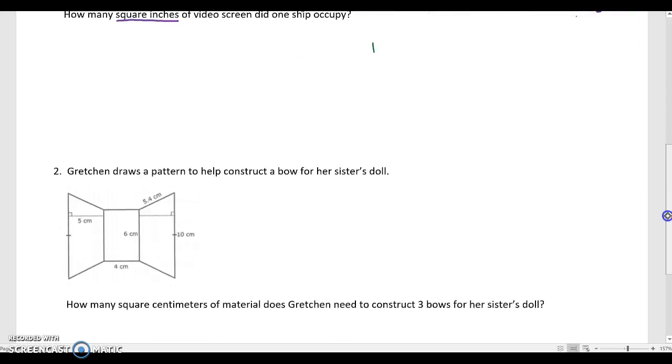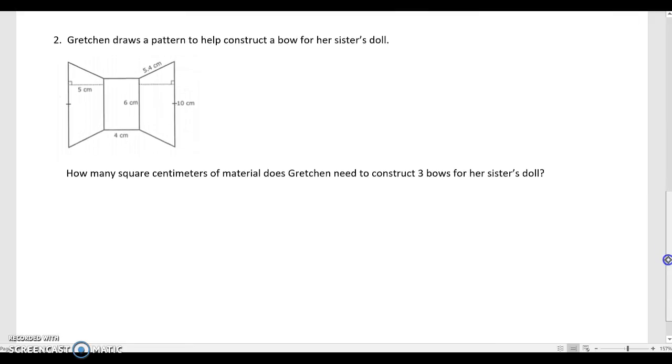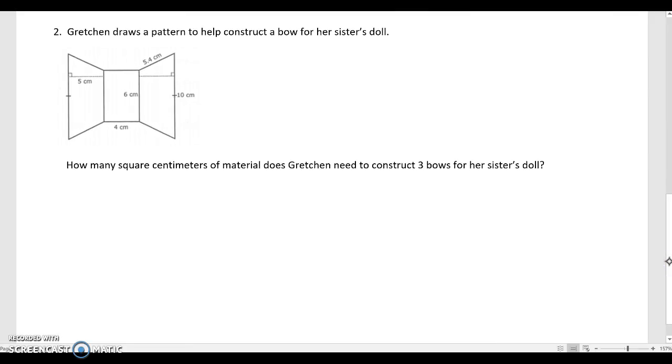Okie doke. So now we're going to move on to this second problem. And again, I really do encourage you guys to use colors. That way we can easily separate the figures. Okay, so Gretchen draws a pattern to help construct a bow for her sister's doll. How many square centimeters of material does Gretchen need to construct 3 bows for her sister? So how many square centimeters? So again, that's telling us we want the area, and it's saying how many square centimeters to construct 3 bows.